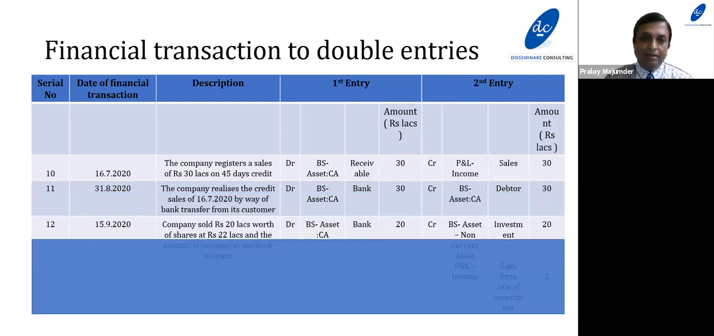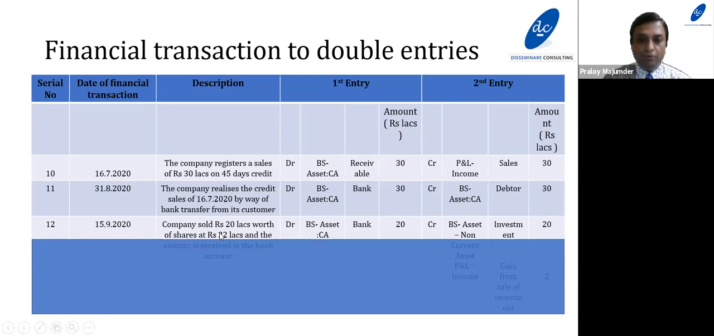Let us look at another one. On 31/8/2020, the company realizes the credit sales of 16/7/2020 by way of bank transfer from its customer. So whatever sales were booked on credit, it is realizing on 31st of August. So on 31st of August, it is immediate in the form of a cheque. So that's why debit, balance sheet, asset, current assets, bank. Now, what is the reason? It is the realization of the previous receivable. So that's why credit, balance sheet, asset, current assets, debtor of 30 lakhs.